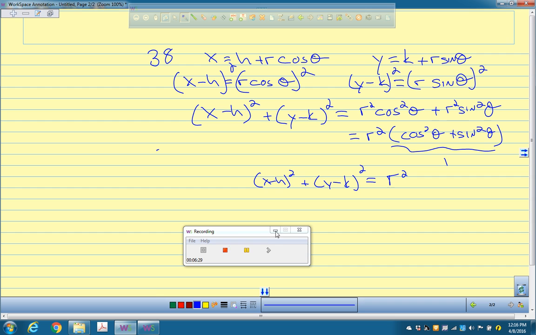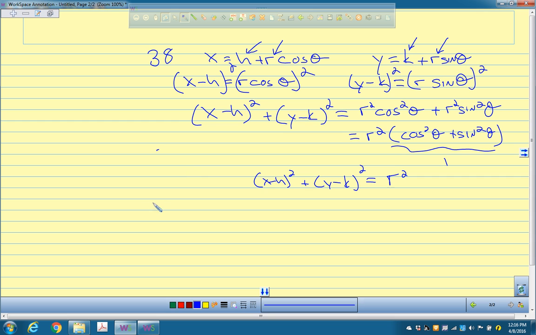Okay. So this is the equation of a circle, right? Good. So what that tells you is h and k. If you put x equals h plus r cosine theta and y equals k plus r sine theta, that pair of parametric equations will give you the equation of a circle with center at (h, k) and radius r.